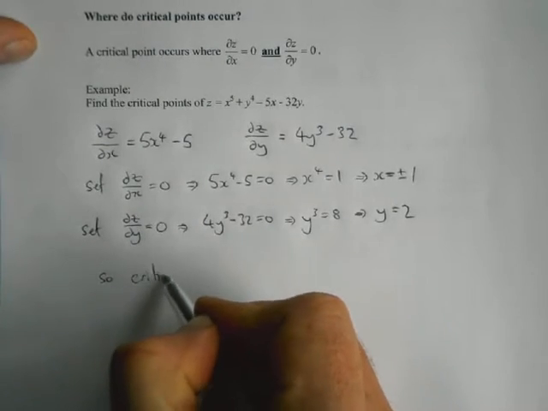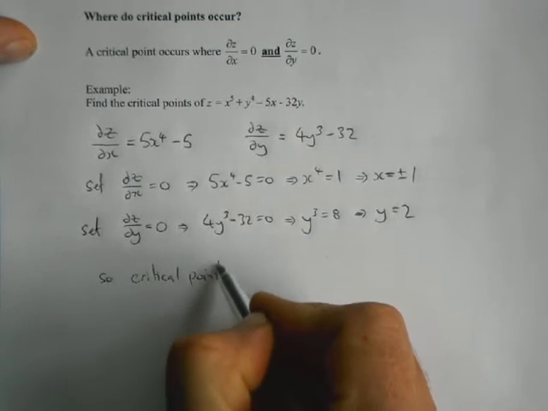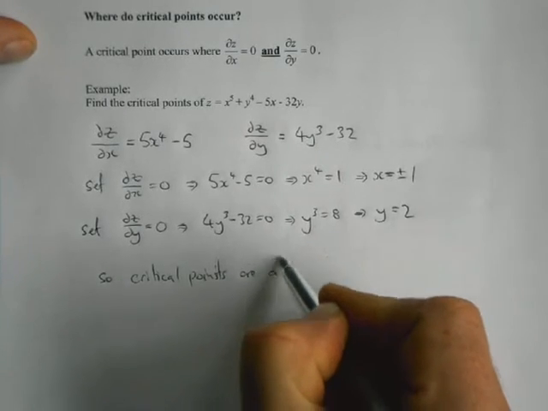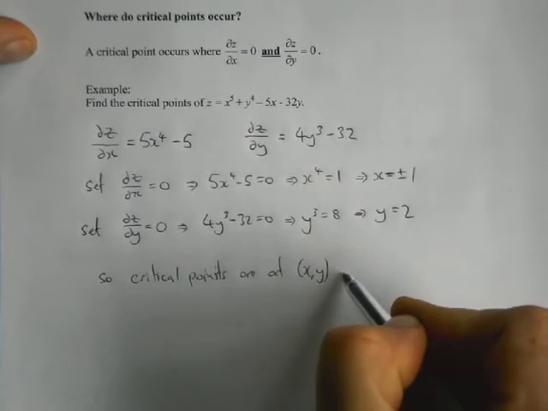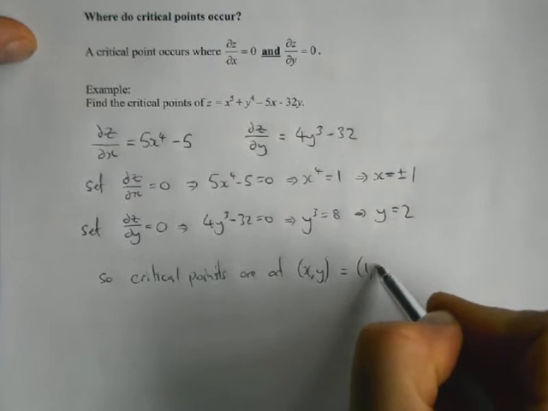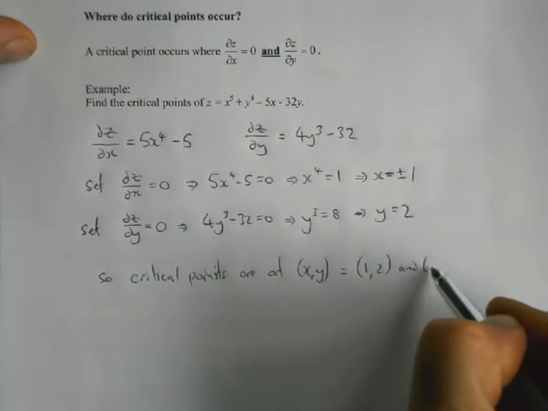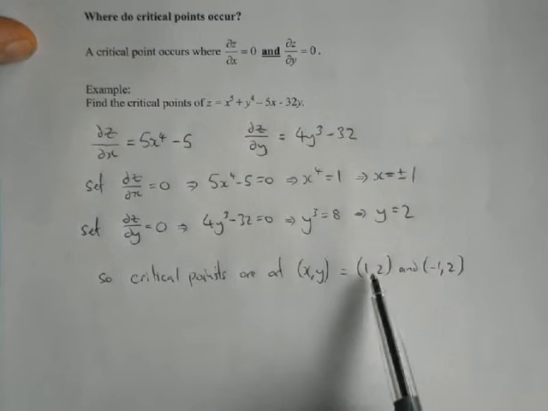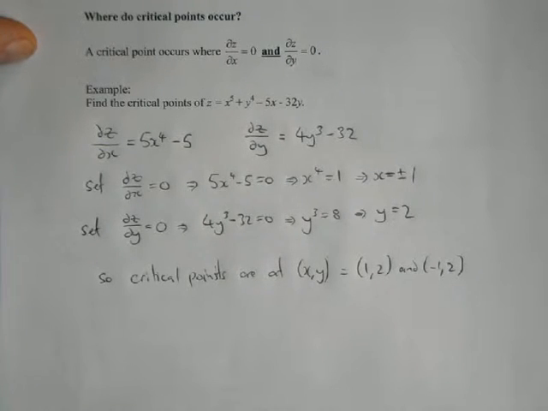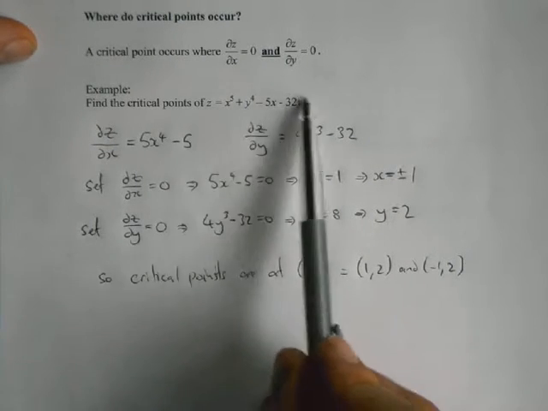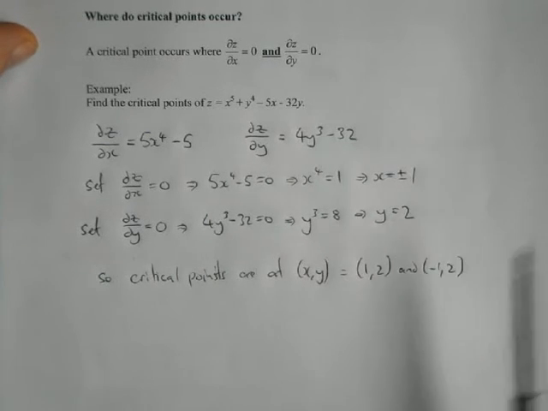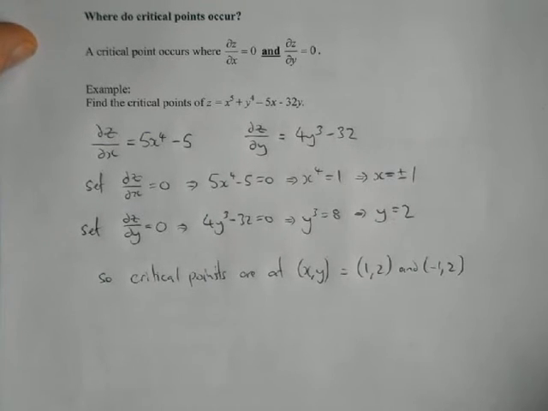So our critical points, a bit of spelling drama there, are at the points where (x, y) equals (1, 2) and (-1, 2). So x has to be plus or minus 1, and y has to be equal to 2. You could plug those numbers back into the original equation and work through to find the values of z at those points if you so wished, but that's where the critical points will occur.